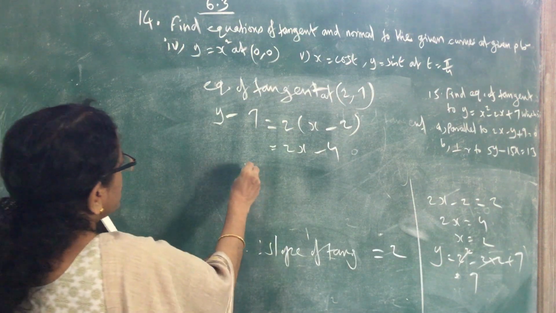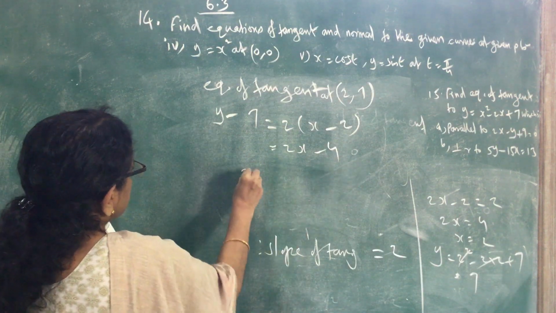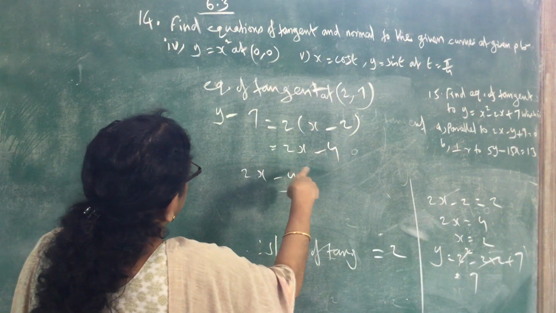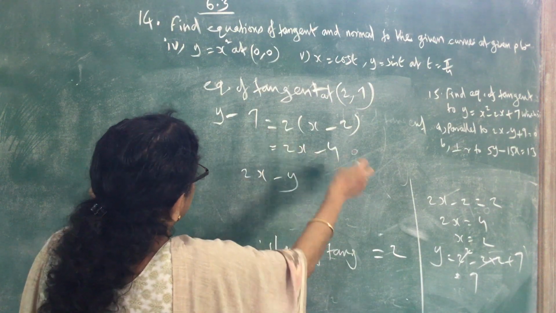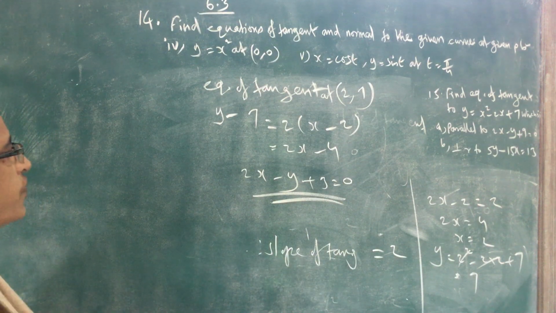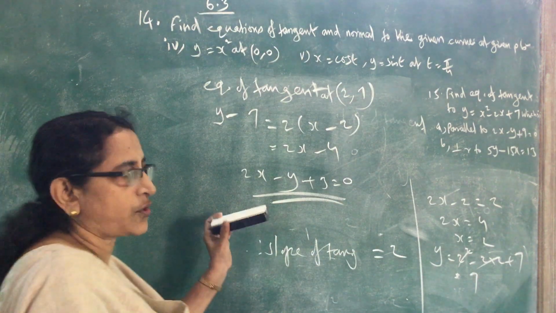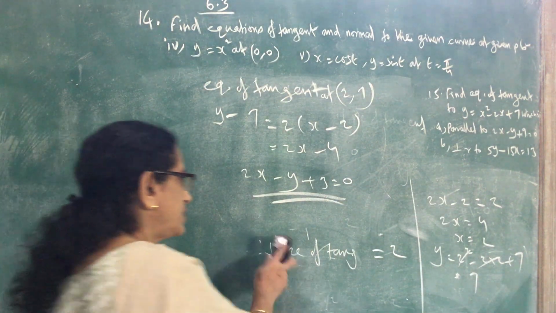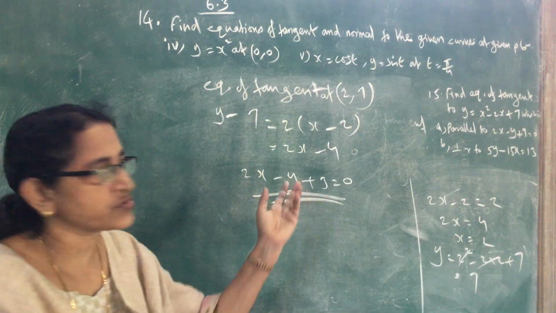We can take everything to this side. So 2x minus y minus 4 plus 7, that is 3, equal to 0. So 2x minus y plus 3 equal to 0. That is the answer. Okay, next one we'll do in the next session.